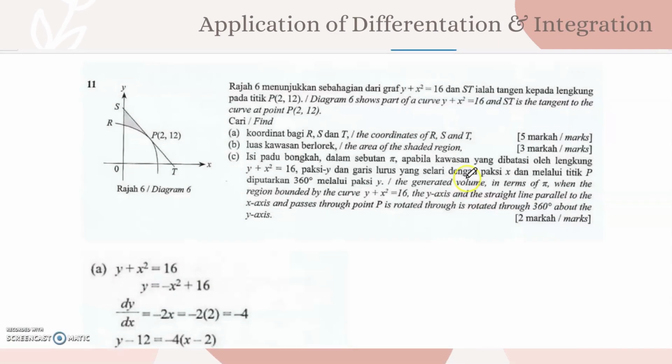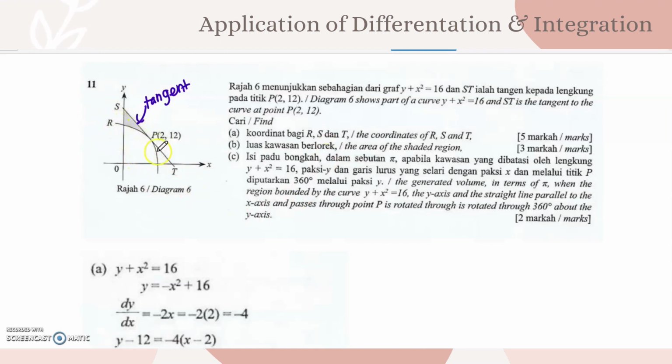Okay, so now we go to question number 11, which is all about integration, application of integration. So we go to question A. Diagram 6 shows part of a curve y plus x squared equal to 16, and ST is the tangent to the curve. So this is the tangent here, and then the curve. So find the coordinates of R, S, and T.